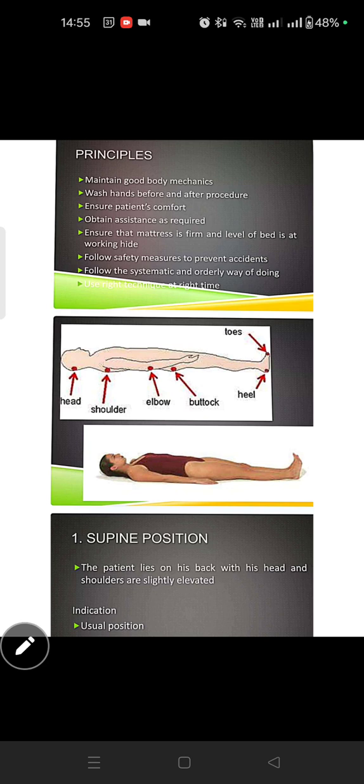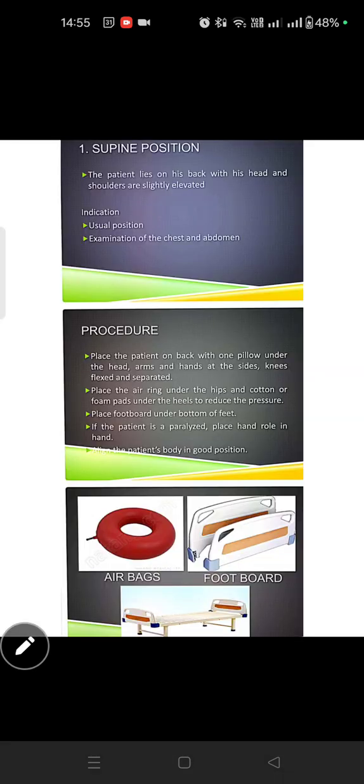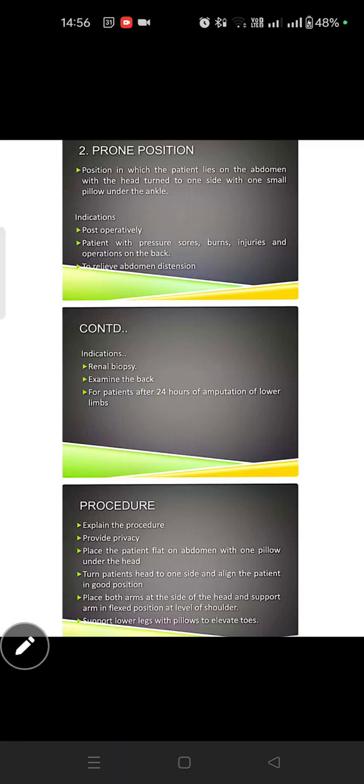So mainly we have the superimposition, the parts that will be touched: head, shoulder, elbow, buttocks, heel and toes. In the supine position, mainly the back of the head is placed. It is the usual position while sleeping. We can use the supine position for examination of the chest or stomach. At that time we can use a headboard, bed or air ring in the supine position.